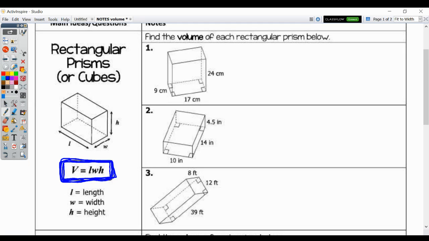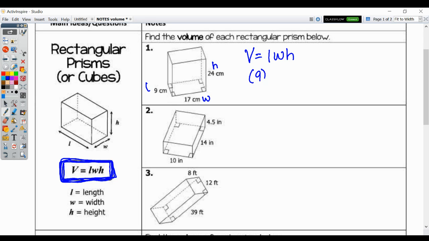Just like with surface area, it doesn't matter what you label as the length, what you label as the width, what you label as the height. Don't get all fixated on that. Just pick a number and go with it. So I'm just going to do length, width, height. Okay, so now I'm ready to plug it into my formula. Volume equals length times width times height.